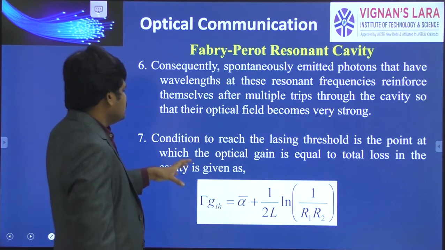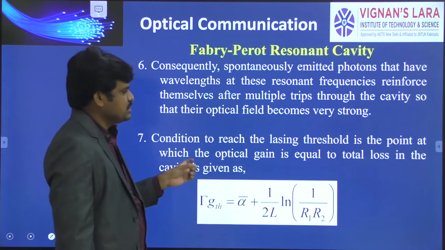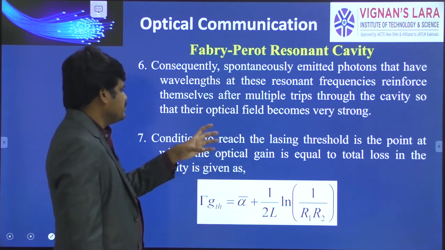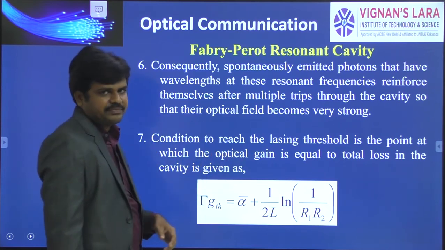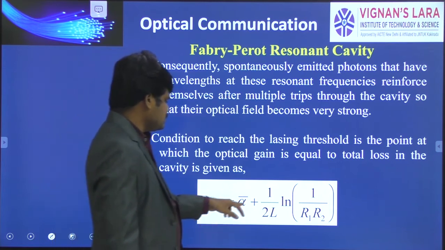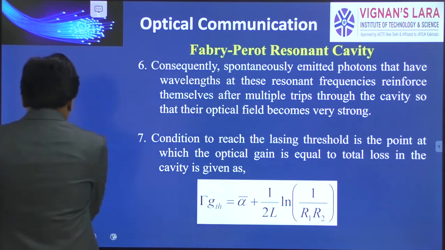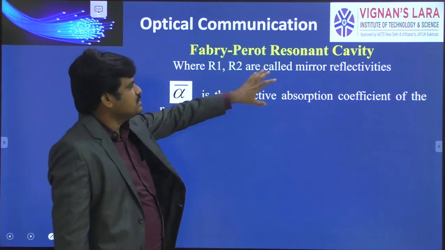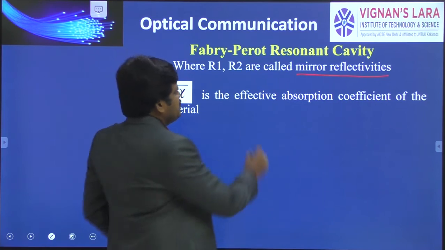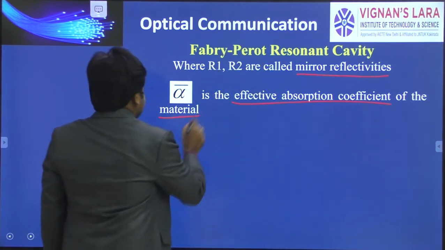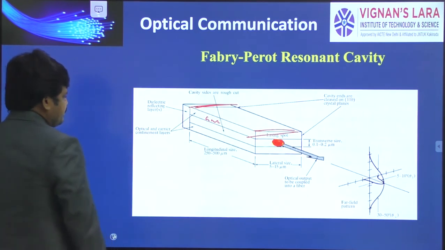There is a condition to reach the lasing threshold. The lasing threshold is the point at which optical gain is equal to the total loss in the cavity. The condition is: gain equals alpha plus 1 by 2L log of 1 by r1 r2, where r1 and r2 are the mirror reflectivities, and alpha is the effective absorption coefficient of the material. This is the Fabry-Perot resonant cavity.